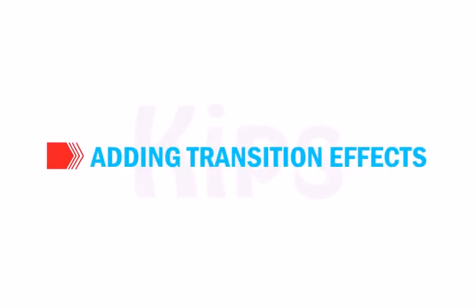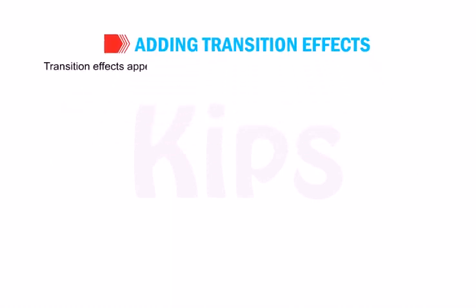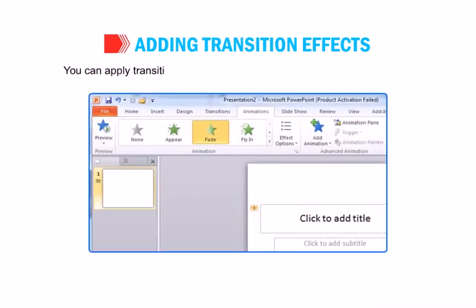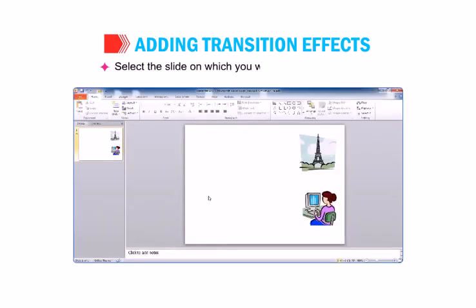Alright students, let us learn how to add transition effects. Transition effects appear when one slide changes to another during slideshow view. You can apply transition effects to a single slide as well as to all the slides. Follow these steps to add transition effects. Select the slide on which you want to apply a transition.